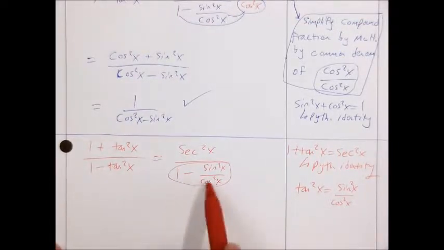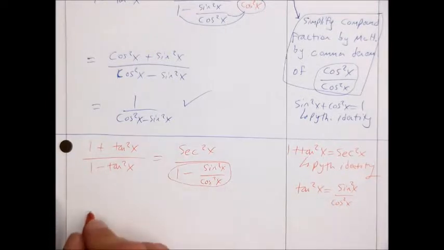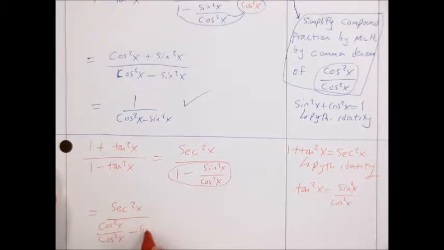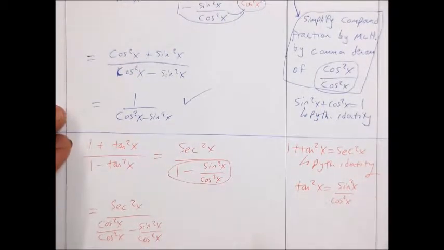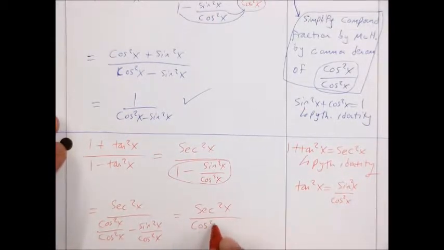So if we found a common denominator here, we would change the 1 into cosine squared over cosine squared. Right, so this could become secant squared over cosine squared minus cosine squared. And that gives us a common denominator in the bottom. Right, now both of them have a cosine squared down there. And so then we can do that subtraction, and end up with this.